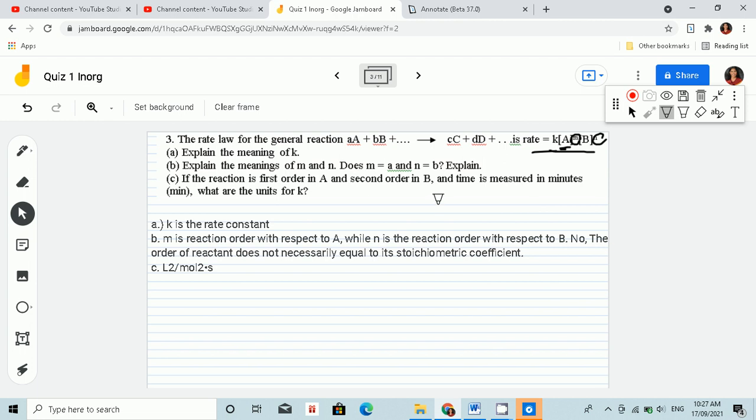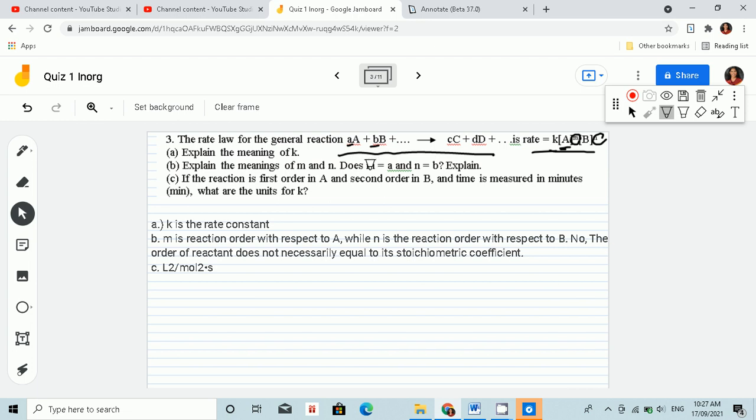Now we have here, does M is equal to A and N is equal to B? Explain. No. The order of a reactant does not necessarily equal its stoichiometric coefficient, and we know that we cannot determine the value of M and N by just looking at the equation. But we can identify it from an experiment.